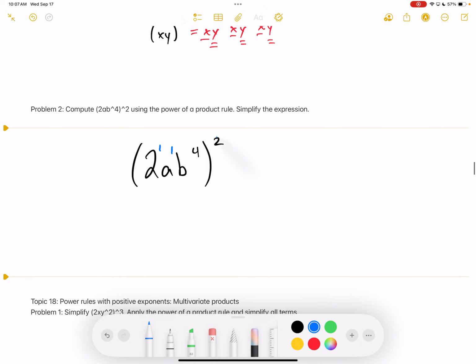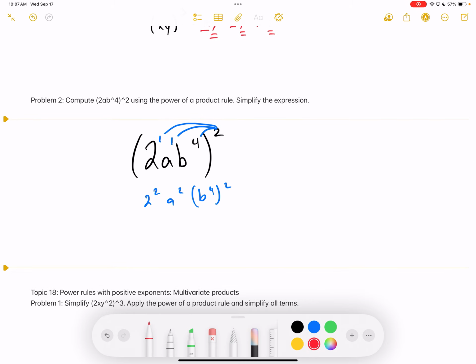So I have to take this 2. There's actually 3 exponents inside here. I have to do 2 squared and a squared and b to the 4th squared. If you wanted to write it out like this, you could, but it's easier just to go ahead and do the multiplication. 2 squared would be 4. 1 times 2 for my a would be a squared. And then for my b, 4 times 2 would be 8.